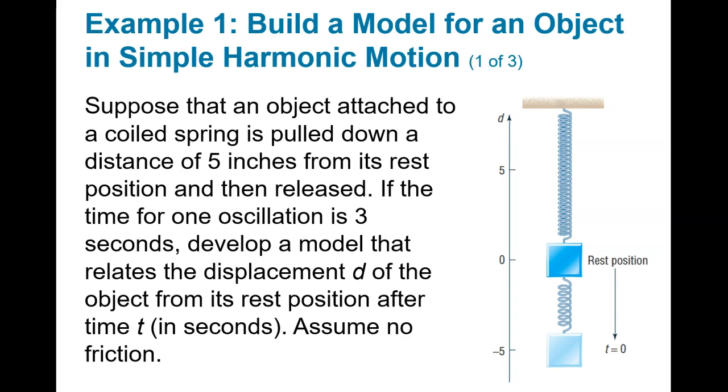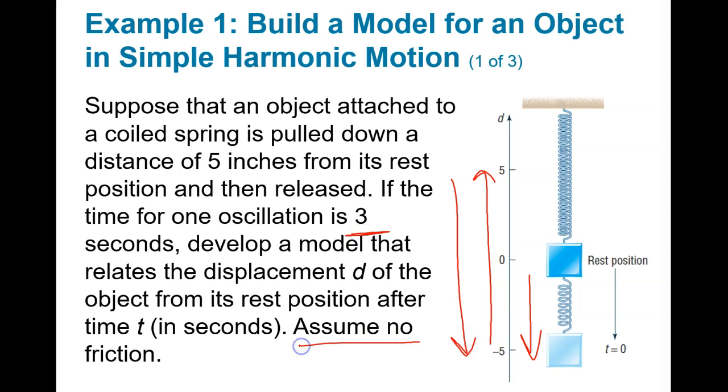So we start from the resting position. It says we are pulled a distance of 5 from its rest position. So we're starting down there at -5, and it takes 3 seconds for it to do one oscillation, meaning down from -5, once we let go, up to +5, and back down to -5 where we started, takes 3 seconds. All right, can we come up with a model for that?